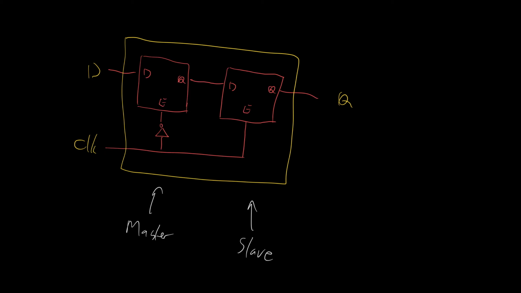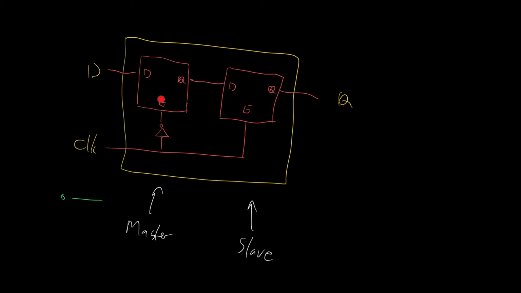To analyze this, let's consider first if the clock is a logic 0. So I've got a 0 coming in here. That means that my second D-latch, my slave D-latch, its output is not going to change. It's in the latched state. So when clock is 0, the output stays the same. That's consistent with how a flip-flop should work.